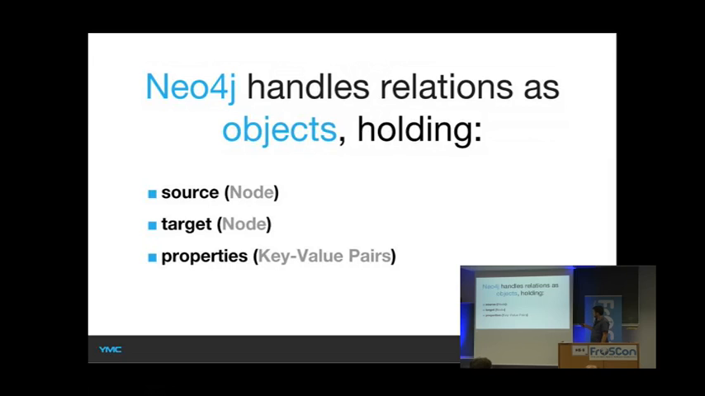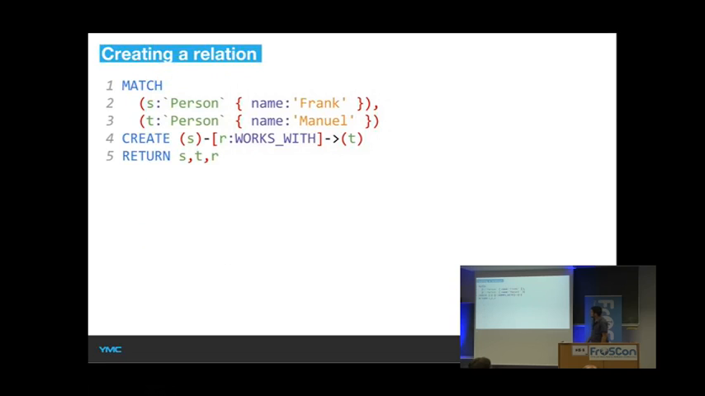So let's see an example. We have here a match clause. So this is a select in standard query language. And we match a first person, me, Frank, and a second person named Manuel, we created those nodes before. So we match them, and you see here the identifiers. I called them S and T for source and target, but this can be any string, as I already said.